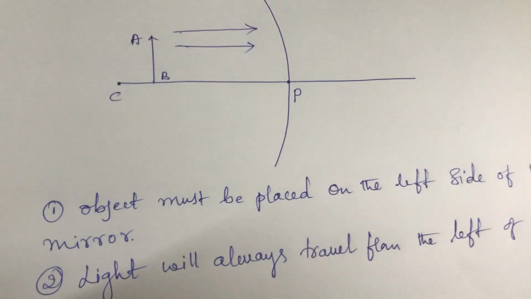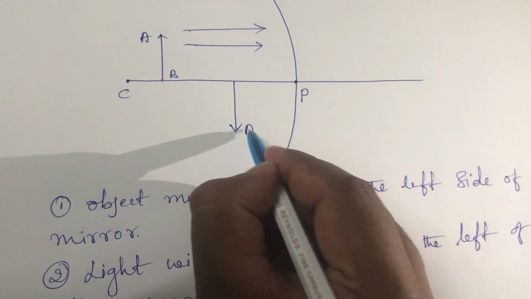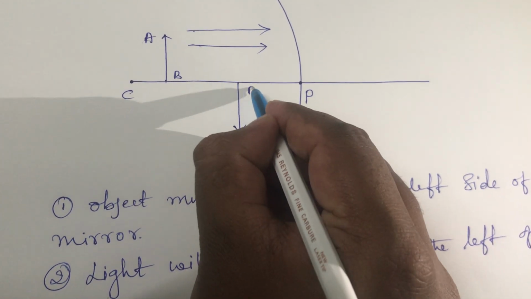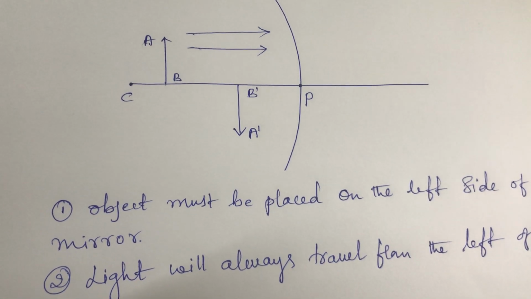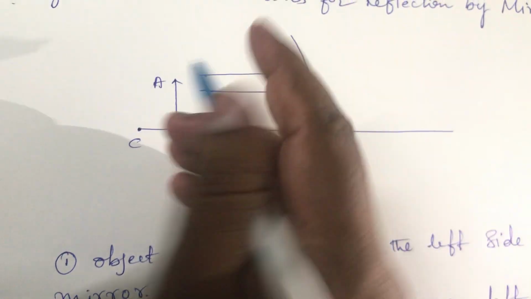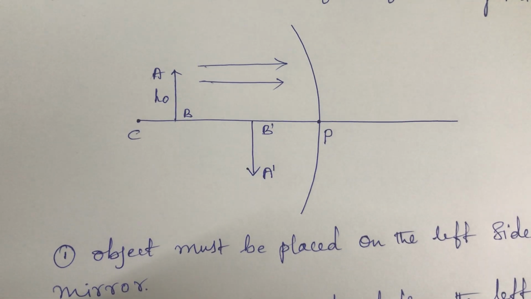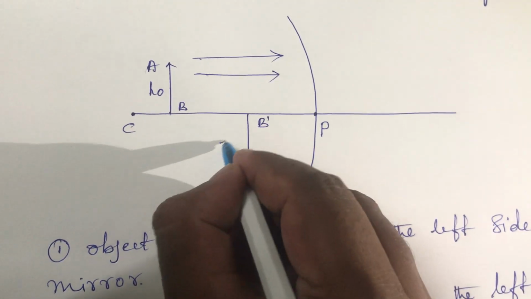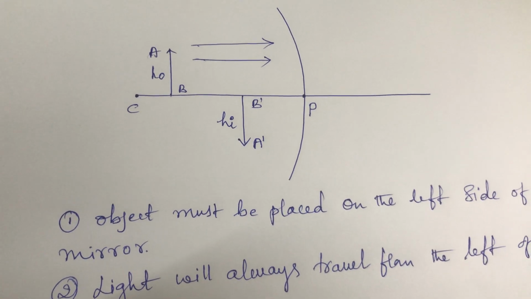This is the object's image A dash B dash. I'll call the object height H naught. This is HI, the height of the image.